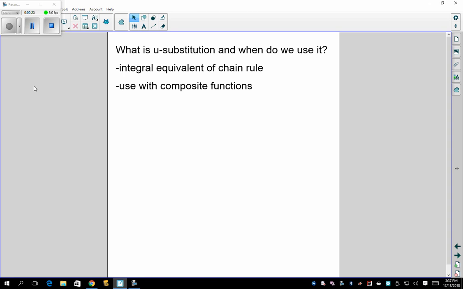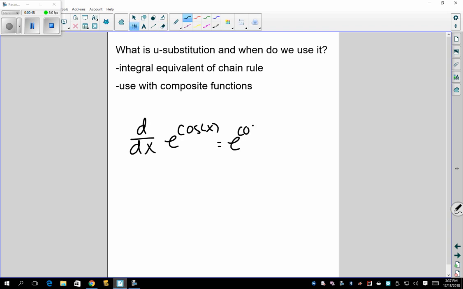So for example, if I wanted to take the derivative, d/dx of e to the cosine x, I would need to take the derivative of e to the cosine x, which is just e to the cosine x, times the derivative of cosine x, which is negative sine x. So we use this U-substitution when we have two functions that are kind of related to each other.